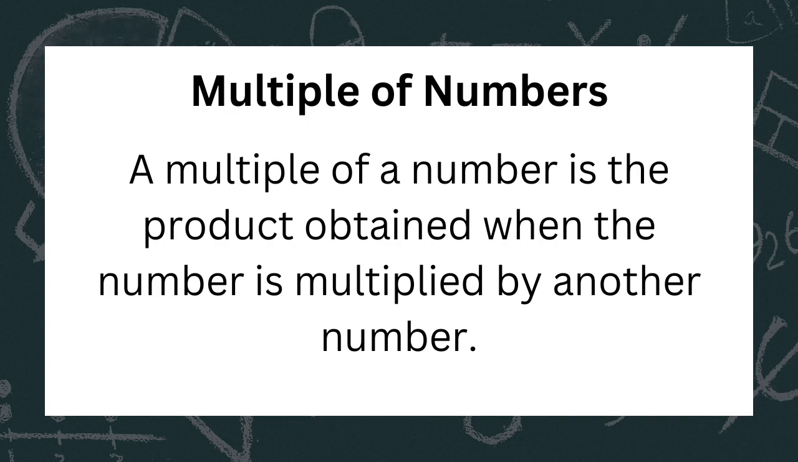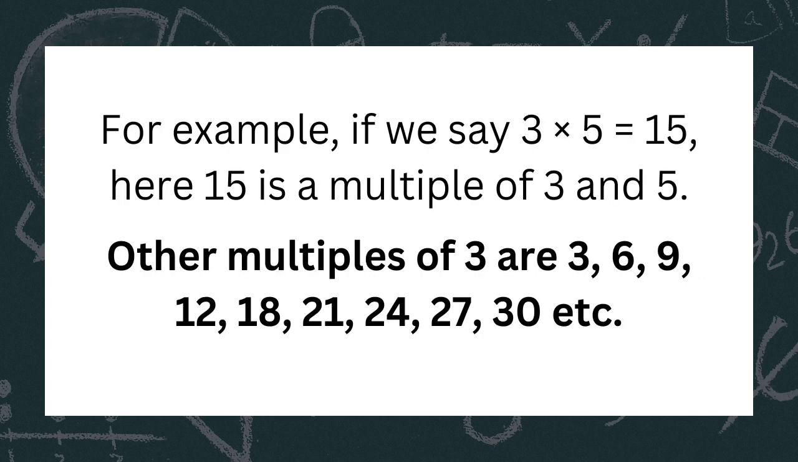Multiple of numbers. A multiple of a number is the product obtained when the number is multiplied by another number. For example, 3 times 5 is equal to 15. We can say that 15 is a multiple of 3 and 5. Other multiples of 3 are 3, 6, 9, 12, 18, 21, 24, 27, 30, etc.